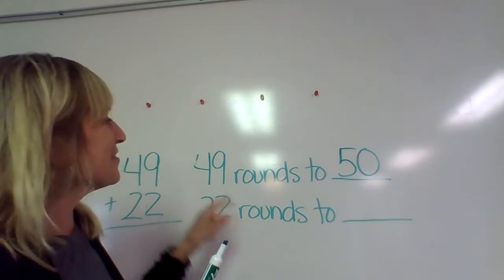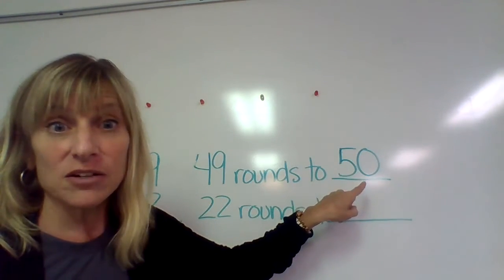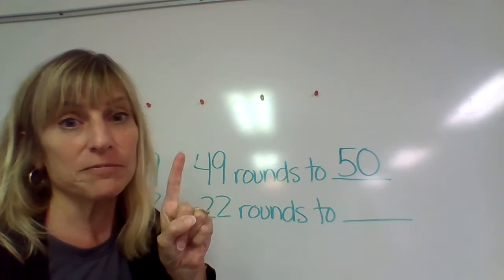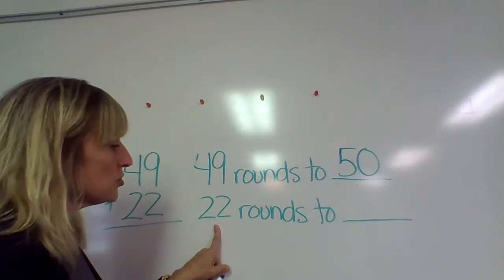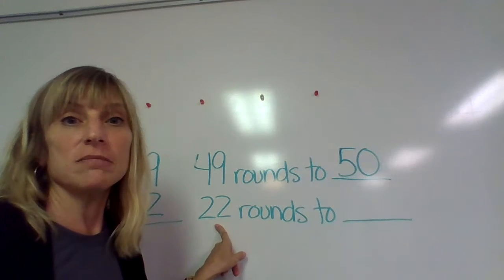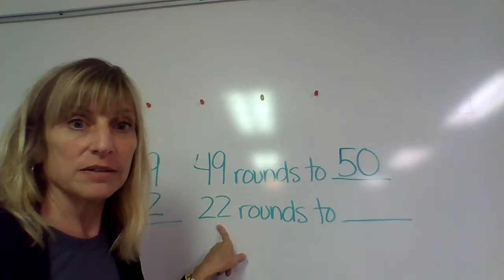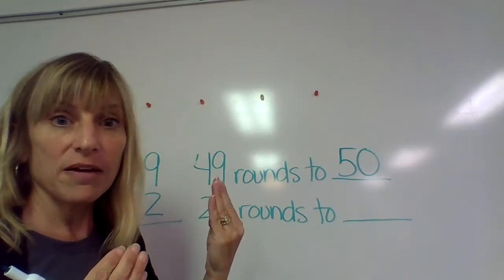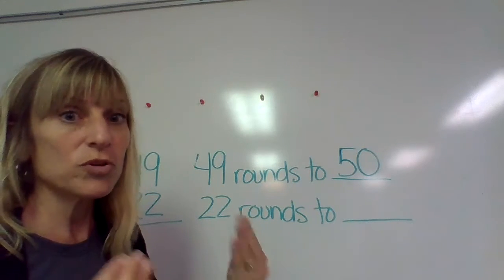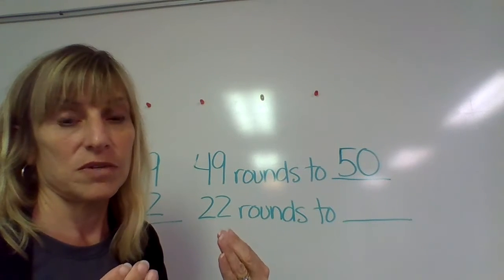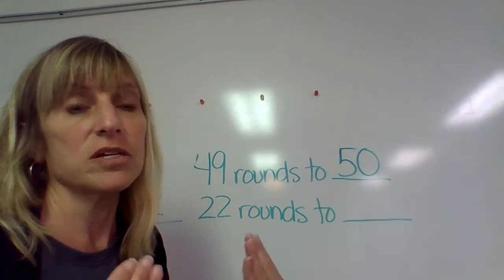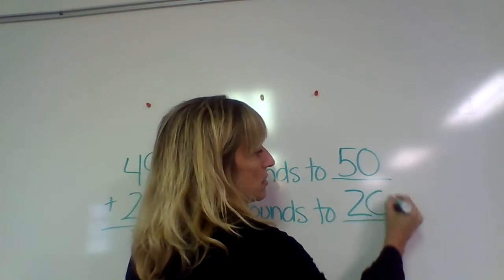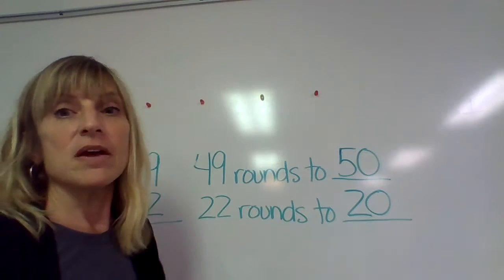Anyway, 49 rounds to 50. Okay, it's only one away from 50. It's 9 away from 40. All right, 22 is in between what two groups of 10? It's in between 20 and 30. But which one is it closer to? And hopefully you know that it's closer to 20. So we're going to put 20 in our line right there.